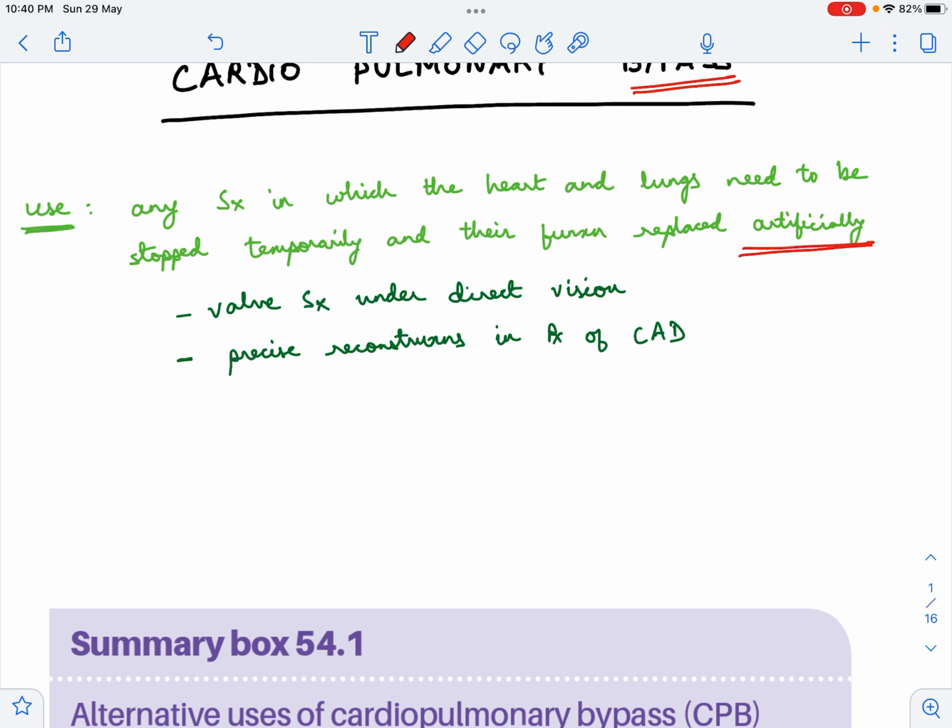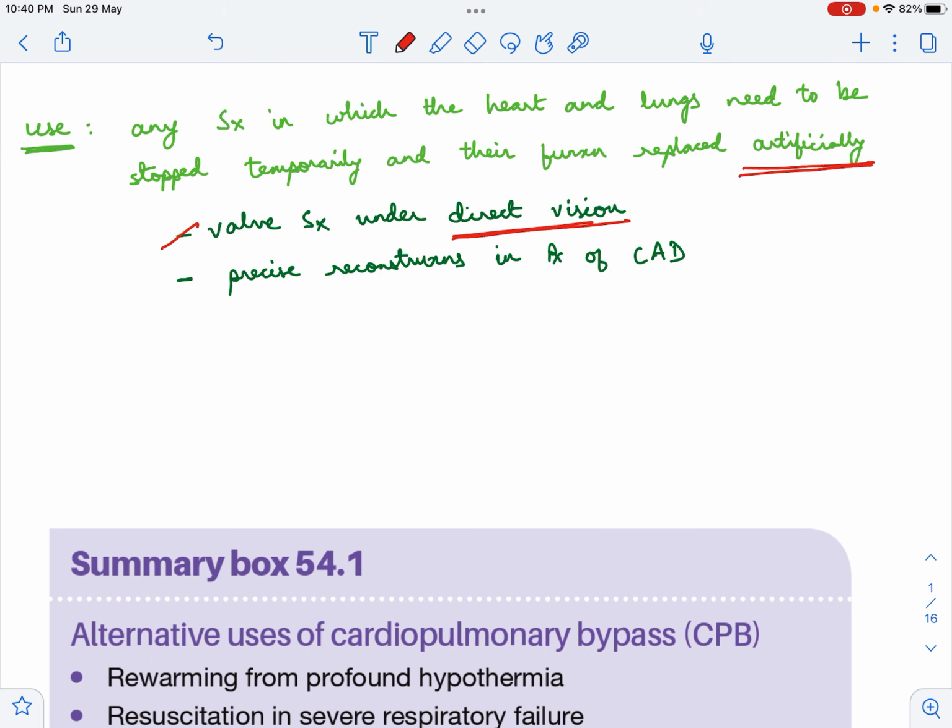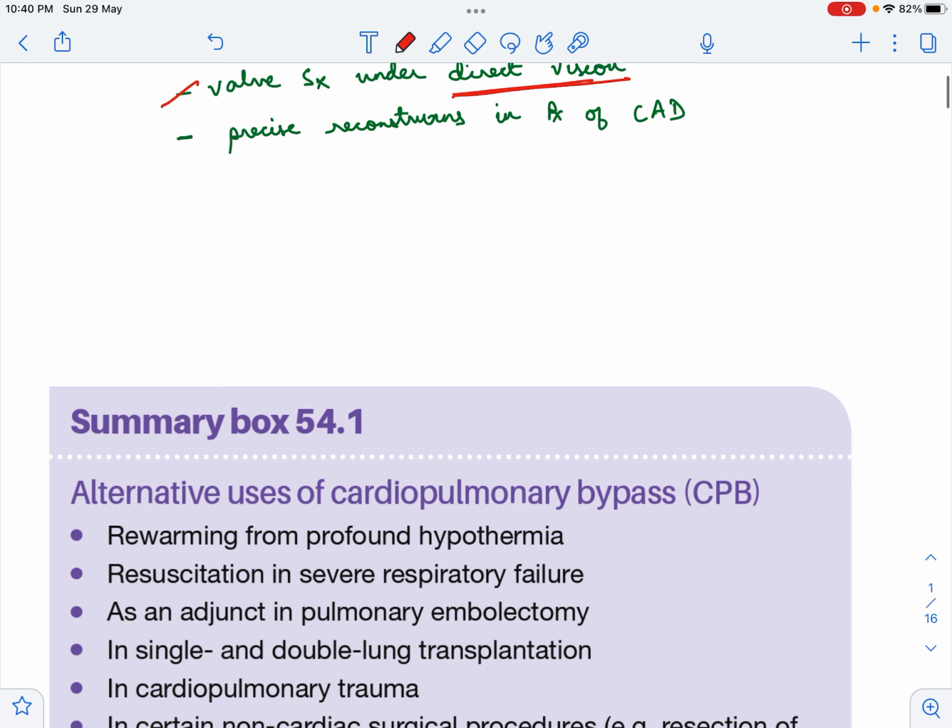For example, if you want to do any valve surgery under direct vision, so why is this word direct vision mentioned here? Because there are a few valve surgeries which are being done endovascularly. That is not being done under direct vision and that does not require a CPB machine. But if you want to operate on the valves under direct vision, then you have to use a cardiopulmonary bypass machine. Also, if you want to do any reconstructions, for example, if you are doing a CABG, a coronary artery bypass graft, you need to use a CPB machine.